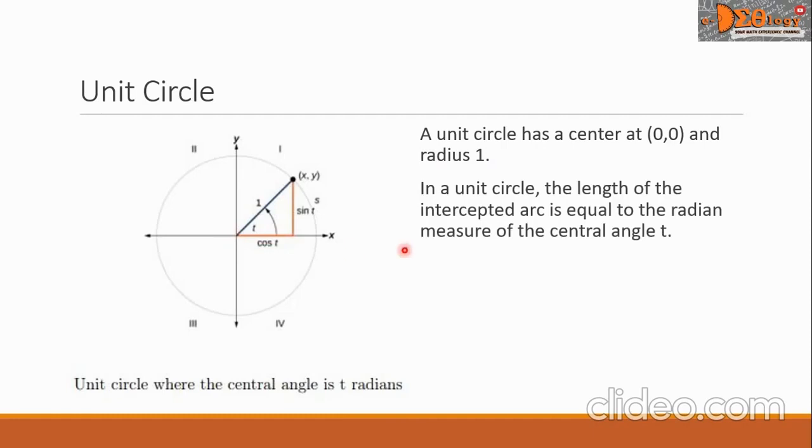In a unit circle, the length of the intercepted arc is equal to the radian measure of the central angle T. This is the intercepted arc, the length S, and this is the angle T measured in radians. They are equal in a unit circle.